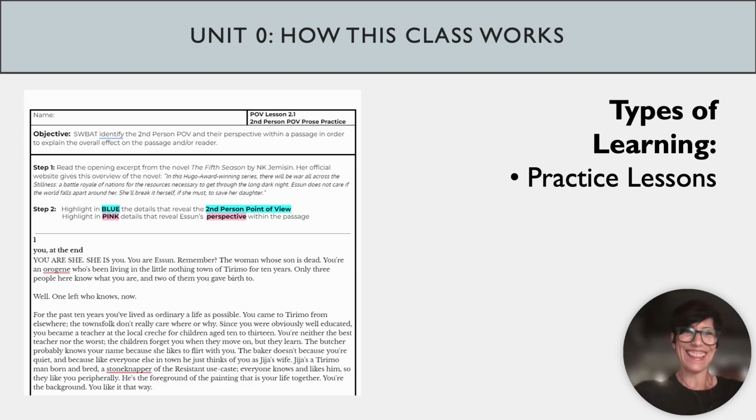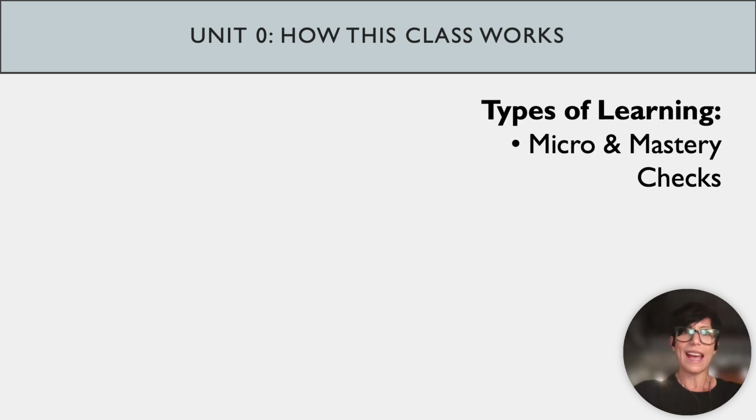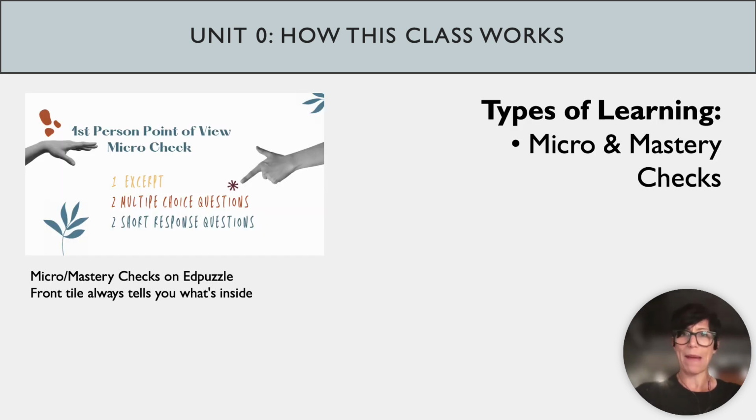The other way that we work on that, this is the front of the practice lessons here, where you'll see this is the skill of their standard, this is your objective, steps that you're going to do, colors that you need to highlight, and then you've got your text, and then you work through that. So there's your practice lessons. And then we have our micro and our mastery checks.